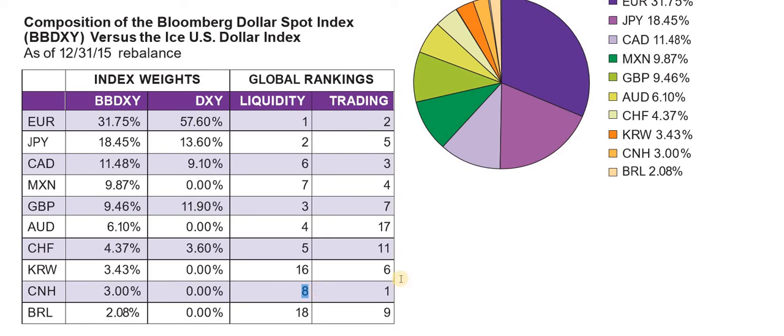In terms of trading, these are the following ranks. The first trading currency is the dollar, second is the euro, third of course is the Canadian dollar, and Aussie dollar is also amongst the top 20 trading currencies of the globe. And CNH is of course number one, not to mention this.